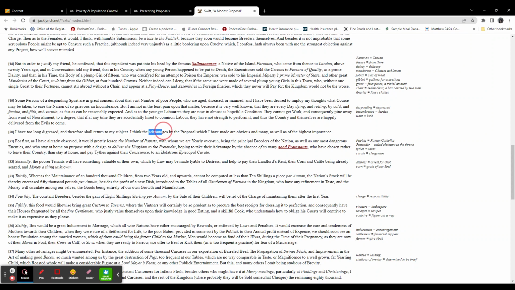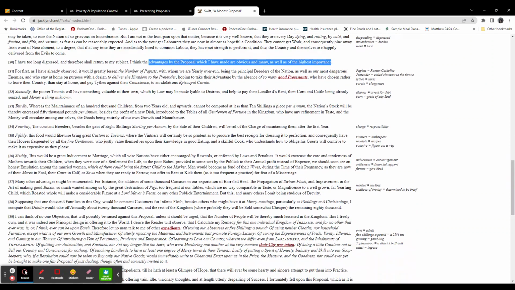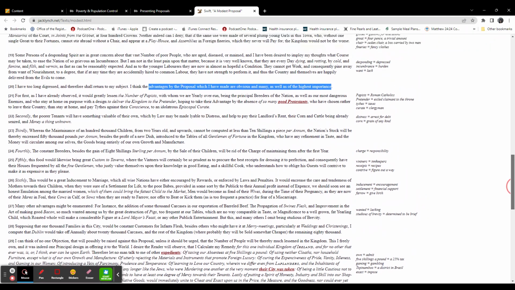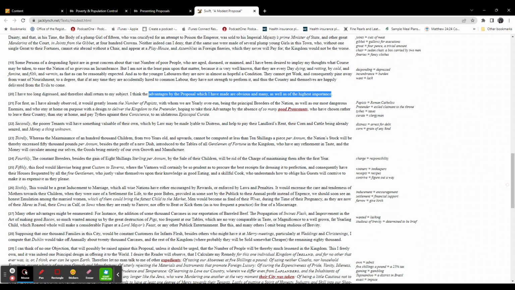I think the advantages by the proposal which I have made are obvious and many, and of the highest importance. So now he's going to give you the advantages. And look at all of the information that he provided prior to that as evidence, not only the computation, the data, the 120,000, all of that as evidence. So for first, I have already observed it would greatly lessen the number of papists.